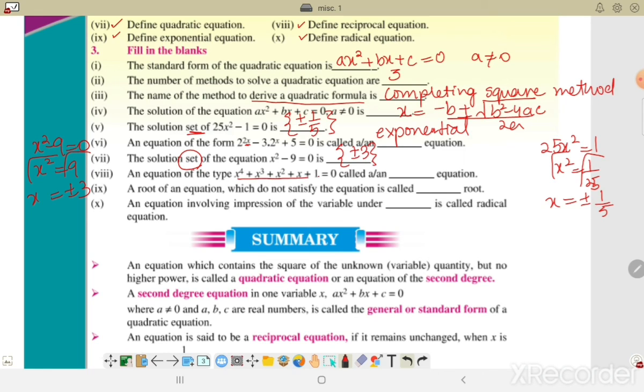The equation of this type is called the reciprocal equation because the equation remains unchanged when x is replaced by 1 by x. The root of an equation which does not actually satisfy the equation is called the extraneous root. When you do the checking process, one root does not satisfy the equation, so it is called the extraneous root. An equation involving the expression of a variable under the radical sign is called a radical equation.